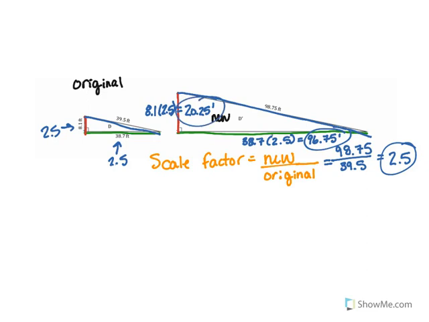Scale factor is really important. If they ask you guys, are the shapes similar, you should get the same scale factor for each set of sides. The blue sides should be 2.5. The green side should be 2.5. The red side should be 2.5. So it doesn't matter what number it is, but all of them have to have the same scale factor.